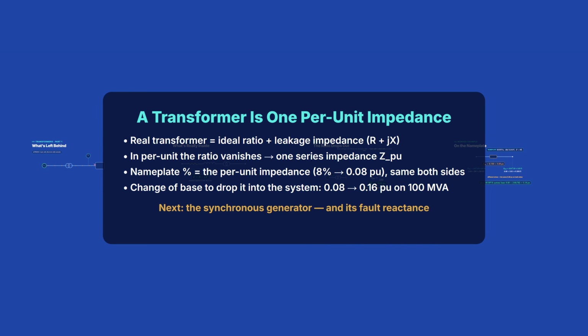A real transformer is an ideal ratio plus a leakage impedance. Go to per unit and the ratio drops out, leaving one series impedance. The percent on the nameplate is that per unit impedance, and it's the same on both sides. Change its base to match your system, and you can drop it straight into the network. Next time, the synchronous generator, and the reactance that decides what it does the instant a fault hits.